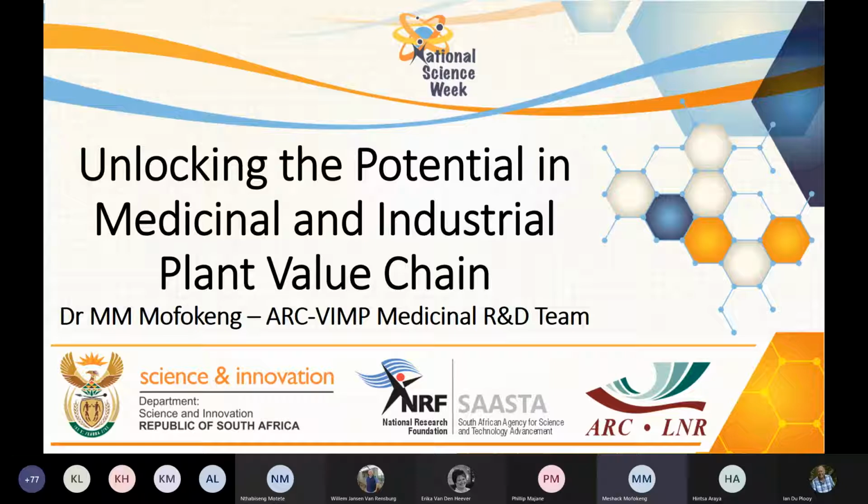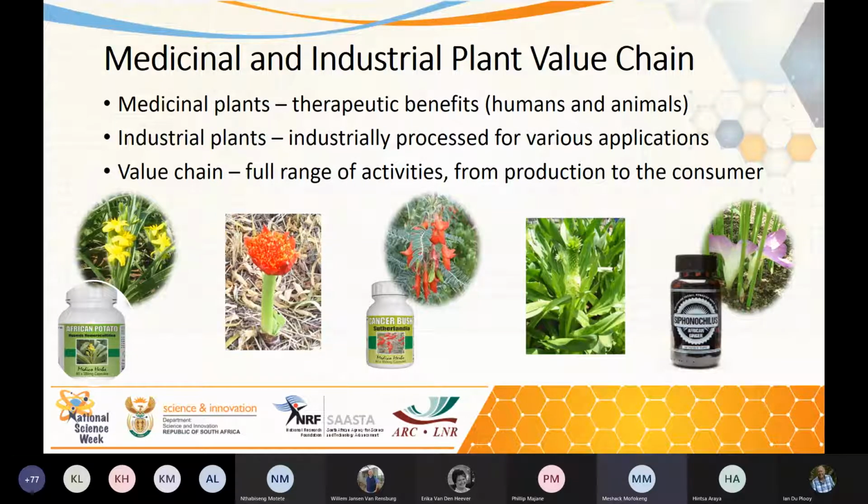Now, my topic, which is a subtitle under the main topic that has been shared by Dr. Deploy, is Unlocking the Potential in Medicinal and Industrial Plant Value Chain. I think it is important for us to understand what medicinal and industrial plants are. We all know what food crops are and why we need them. But medicinal plants are those plants with healing properties, and therefore they have therapeutic benefits. Whereas industrial plants are those that need to be processed industrially first before they can then be further developed for various applications. For example, cotton, which has to be processed first before you can use it to make clothing.